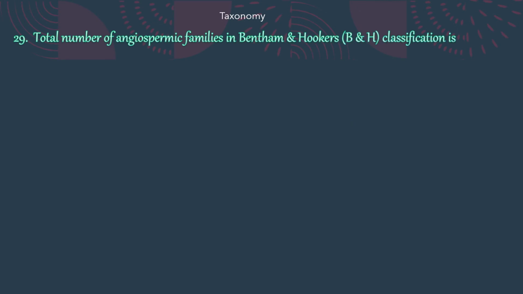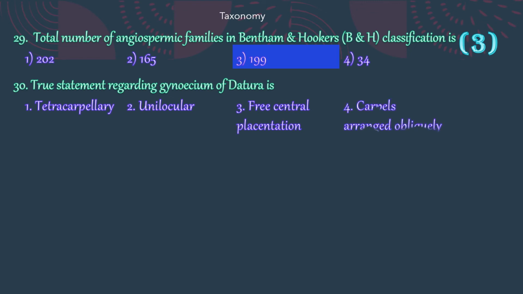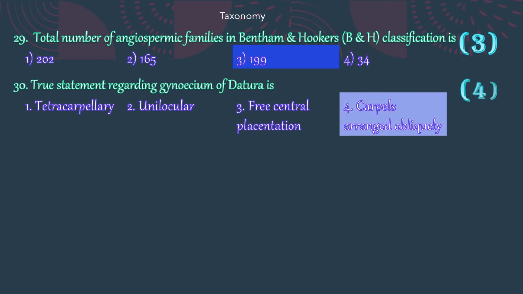Total number of angiospermic families in Bentham and Hooker's classification is: option 1, 202; option 2, 165; option 3, 199; option 4, 34. The answer is 3, 199. True statement regarding gynoecium of Datura is: option 1, tetracarpellary; option 2, unilocular; option 3, free central placentation; option 4, carpels arranged obliquely. The answer is 4.